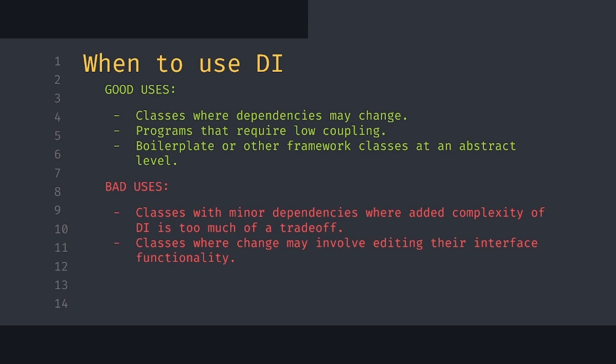And then also classes that may involve editing the actual interface behavior and functionality. So if the wheel interface might have a constructor change or have different functions, this is going to conflict with the client code in a way that dependency injection is not going to help, because it's going to change the actual functionality, which might mean we have to change the client code itself.